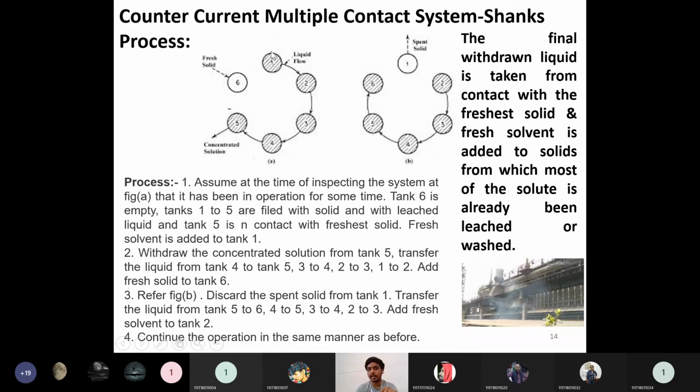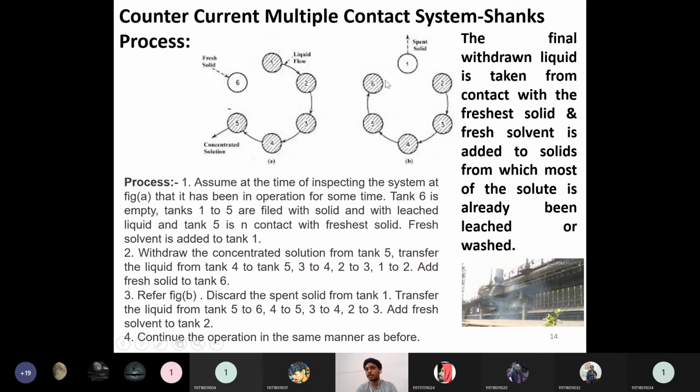So at t is equal to some 6 seconds or 7 seconds or 8 seconds, until the maximum amount of solute is transferred to the solution will be reached. At that time, what happens? This spent solid, or maximum age solids, will be removed as spent solids. Then the same operation we can continue from tank 2. So this is called as a Shanks process.